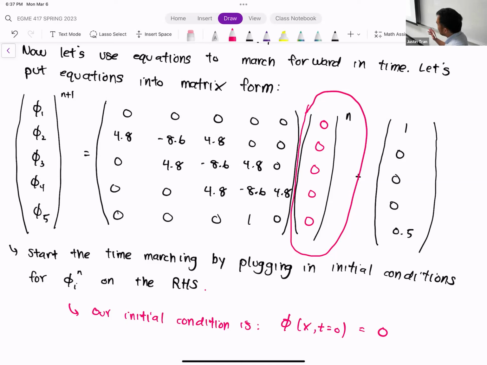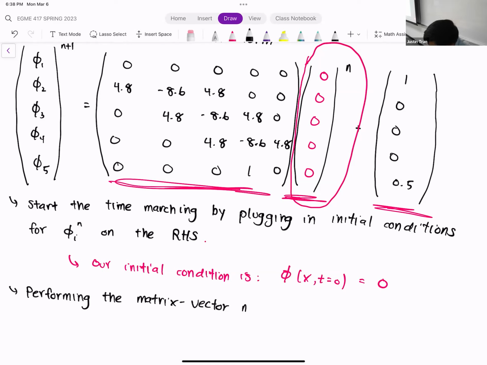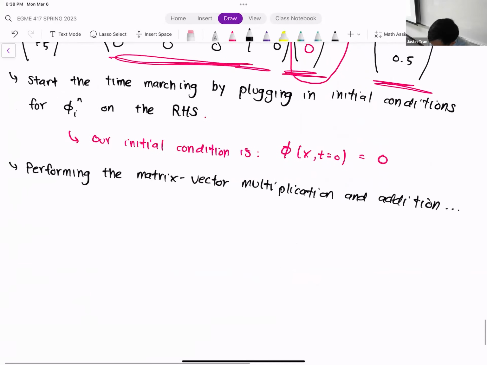So that's what we're going to do initially. We start with our initial condition, we plug it into the known solution at n, and then all we do from here is just perform the matrix vector multiplication. So we multiply this matrix by this vector, and we add this vector. If we perform those mathematical steps, the first step is usually pretty simple because we start out with a solution of all zeros, so it's going to completely wipe out the matrix. And so all we're left with is just the right-hand side. So what we get from that is the following.